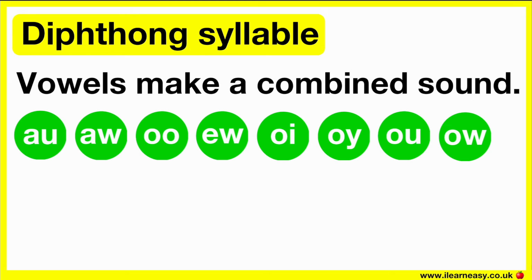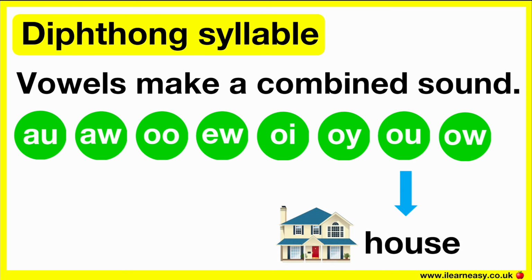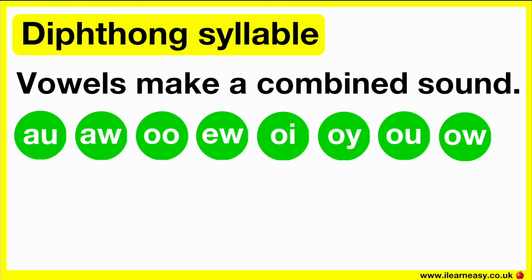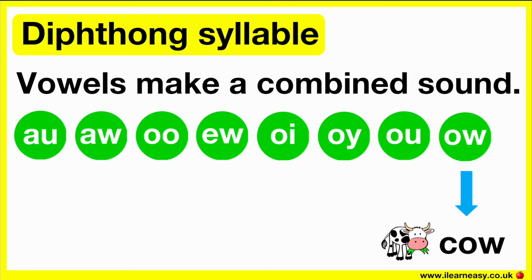OI and OY can make the same OI sound. For example, coin, boy. OU and OW make the same OW sound. For example, house, cow.